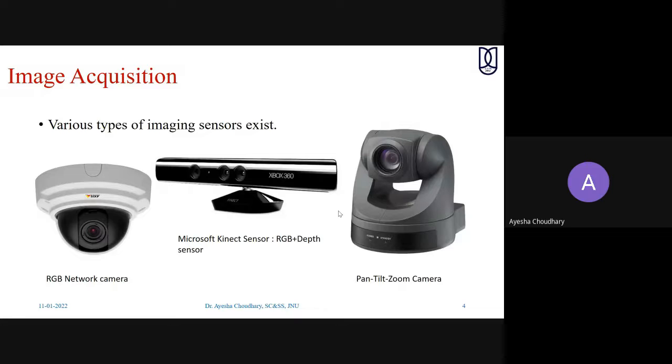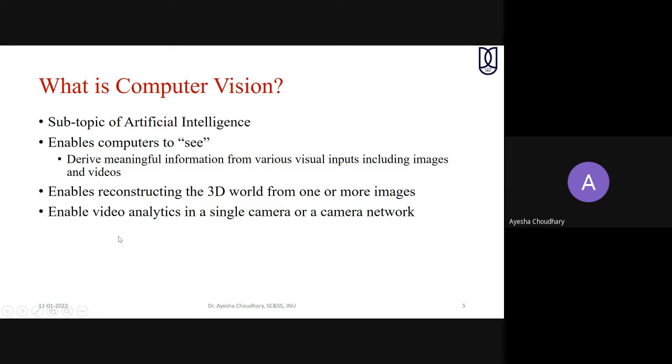So image acquisition: as we all know, there are various types of cameras that exist. This is a surveillance camera, which is just an RGB network camera. A network camera is able to communicate. This is a Kinect, which has both an RGB camera, like a normal camera that images, as well as a depth sensor, so it is able to say how far something is from where the camera is placed. And this is a pan tilt zoom camera. This camera can move its head, go up and down, and also zoom in and out. However, this is a static camera. It has fixed parameters.